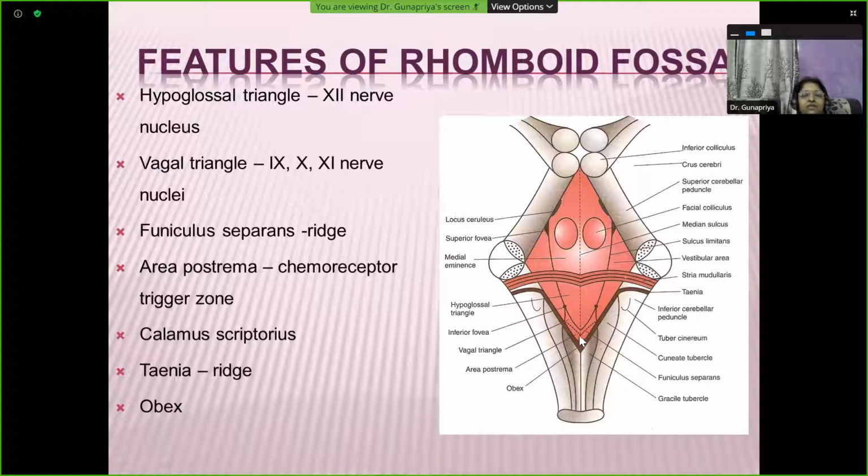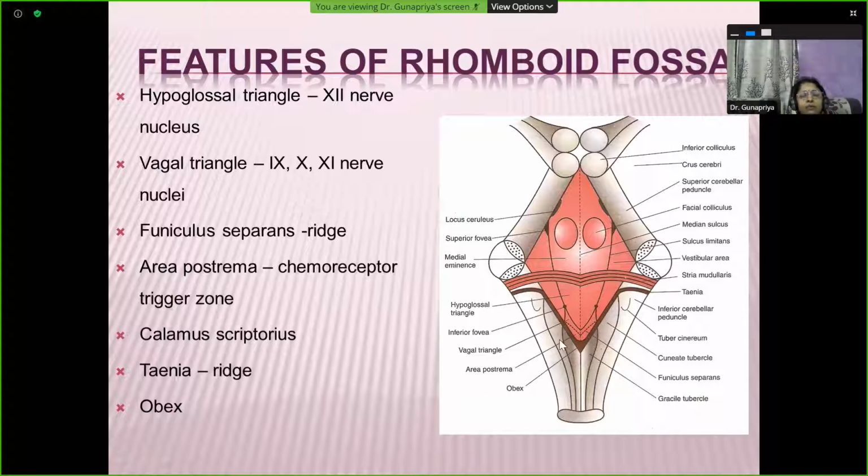Below the vagal triangle, there is a whitish ridge, this dotted line, known as the funiculus separatus. These are features one by one; you just need to know one line about each, as I have mentioned in the slide. That is more than sufficient. If you get the fourth ventricle as a long question or as an essay in your theory paper, it's a cakewalk for you. Below the funiculus separatus, there is still another area marked there, known as the area postrema. It is an area which has very highly vascular neuroglial tissue.